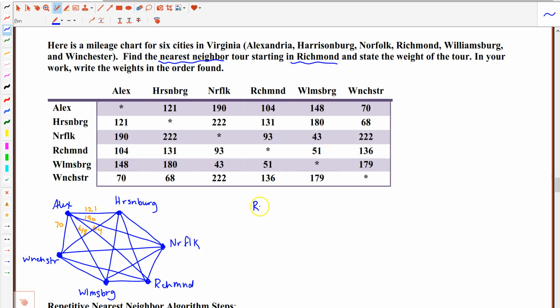Okay, so first we're in Richmond. Now I'm going to find Richmond's nearest neighbor. As a reminder, that's going to be the city that has the least weight, or in this case the closest mileage from the city. So looking across here from Richmond, the cheapest way to get out of there will be this 51. So I'm going to record the weight, and at that point I'm going to Williamsburg.